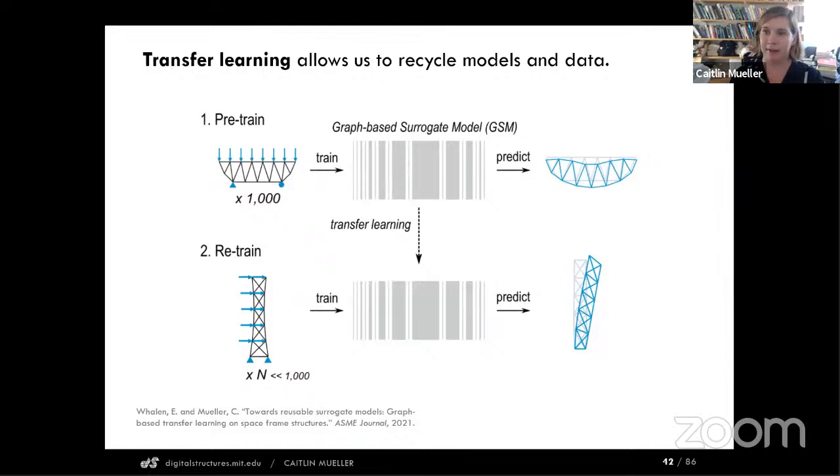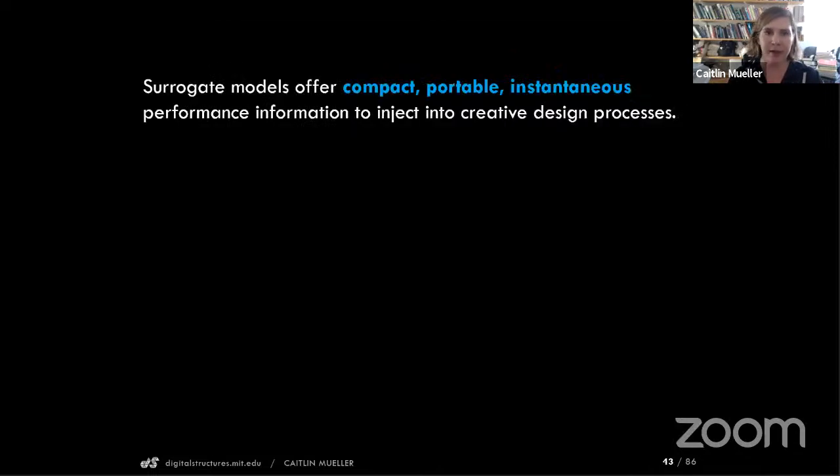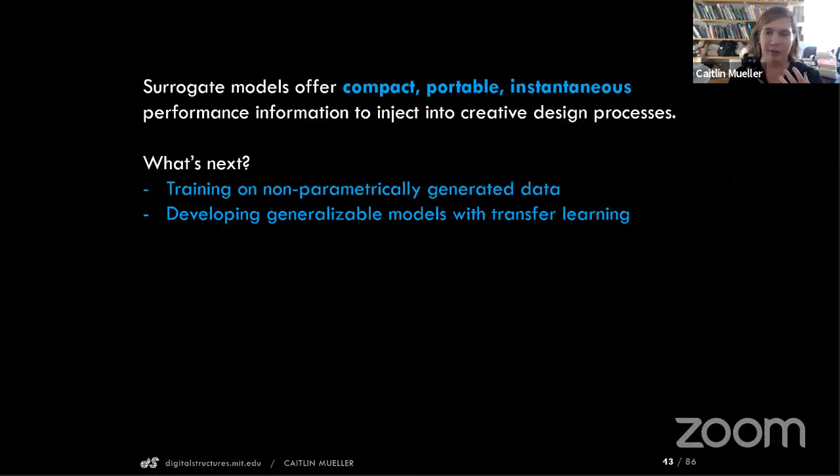And so we've recently shown that by combining graph-based surrogate models or graph convolutional neural networks with a little bit of transfer learning, we can do things like train a model on designs for a bridge, and then with a small amount of additional data, get it to actually be accurate at predicting the behavior of a tower. And so we think this is a really compelling way to start to make surrogate modeling even more portable, transferable, recyclable, and so it can really start to make an impact in practice. So we think this is a really exciting way to make design faster and more interactive.